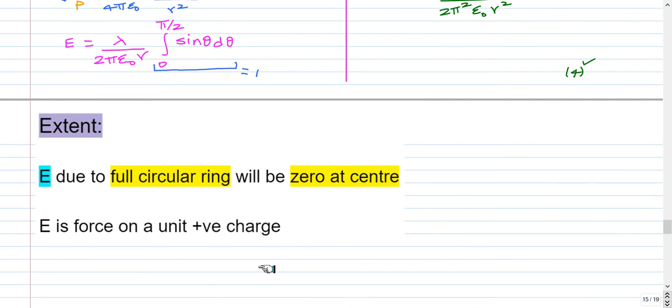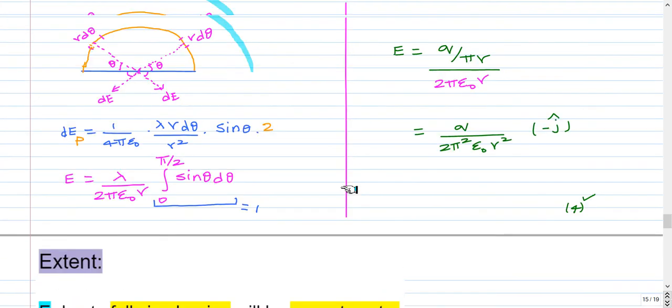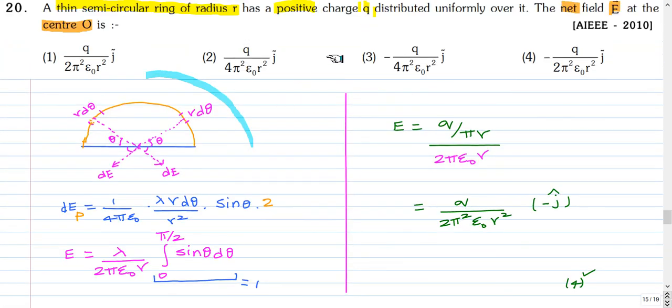So instead of a semicircular ring, if you have a full circular ring, the net electric field at the center will be 0. That can be understood like this: the semicircular ring on the upper side will produce an electric field downwards, and the remaining semicircular ring on the bottom will produce an electric field which is upwards of same magnitude. So both will cancel. Another way of understanding this is when you have a full circular ring, an element here and a diametrically opposite element, they will produce electric field in the opposite directions and they will cancel each other. So the electric field due to a full circular ring at the center will be 0.